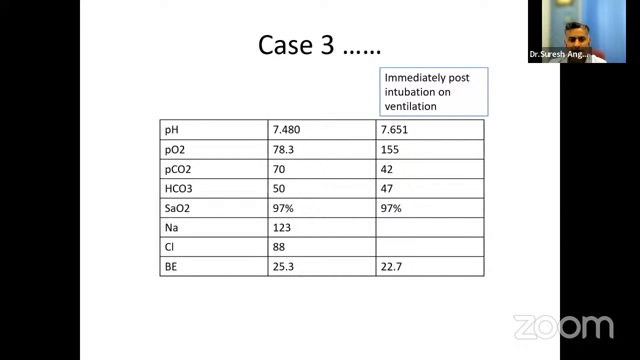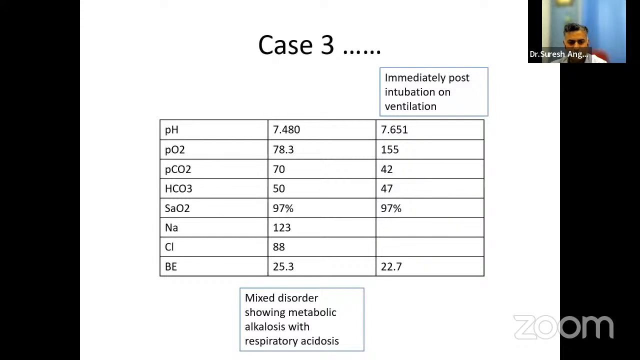So bicarbonate has increased by 26. So what could be the CO2 for this level of bicarbonate? Respiratory acidosis. People are answering, sir. Yeah, so CO2 is more than expected. Answer: it is basically a mixed disorder, metabolic alkalosis and respiratory acidosis. So now what happened is someone has intubated this child, and post intubation the child is now on ventilation, and this is the blood gas. So can anyone tell what has happened here?